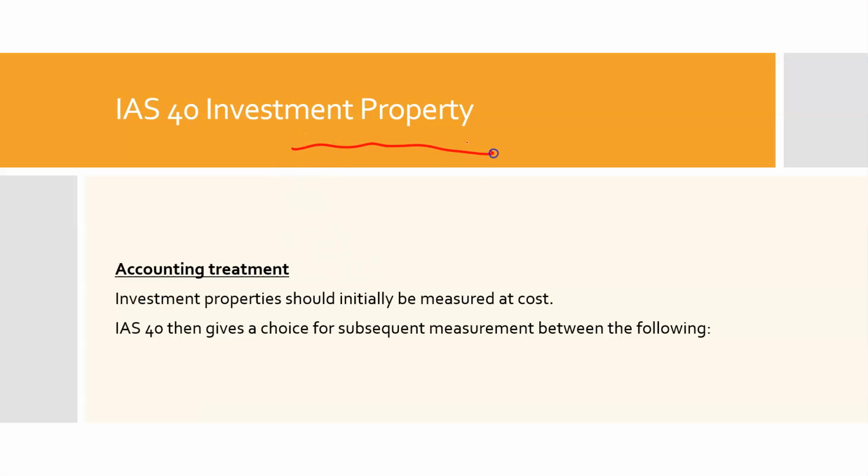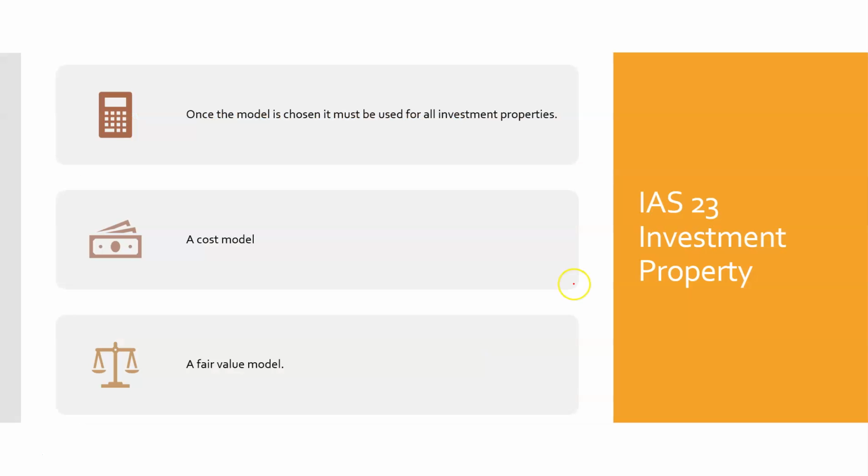And typically, how do we deal with this? What does the standard tell us to do? It says that when it comes in, recognize it at cost, and you have two options for subsequent recognition. Once you have chosen a policy, you must stick with that policy. Either you go with a cost model, very much in line with the IAS 16 model, where you depreciate year on year, or a fair value model.